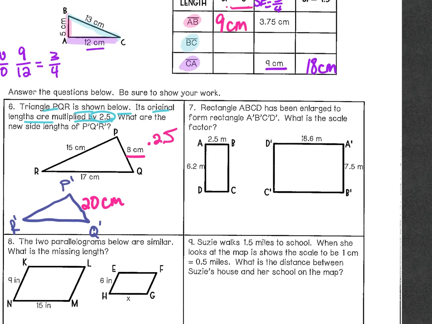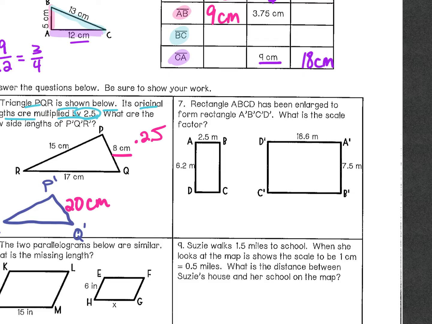All right, number 7 here, rectangle ABCD has been enlarged to form rectangle A prime, B prime, C prime, D prime. What is the scale factor? So this is the new one. Okay, so you're going to pick a side. Doesn't matter which side. Remember, again, we're going to go new over original. So let's say I just picked this top side here. 18.6 is the new one. The original one from A to D is this side here, which is divided by 6.2. So when I put that in my calculator, my scale factor here is 3.